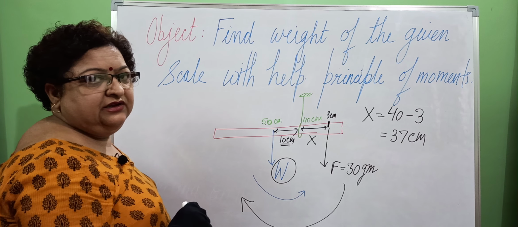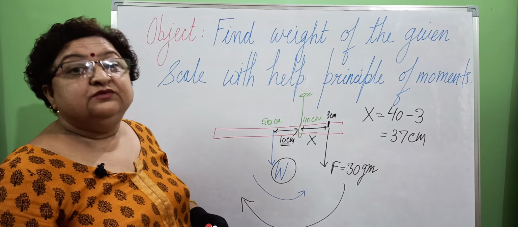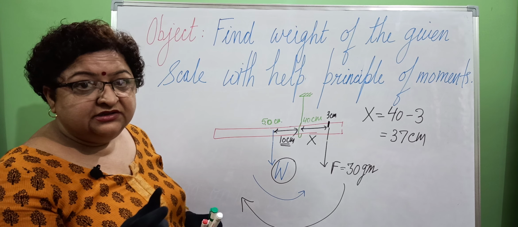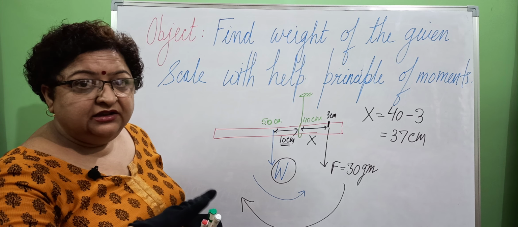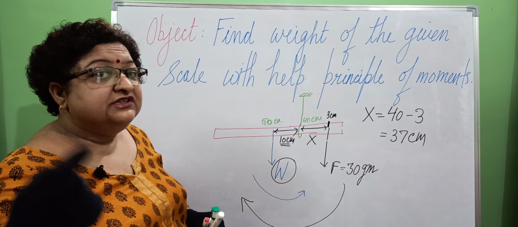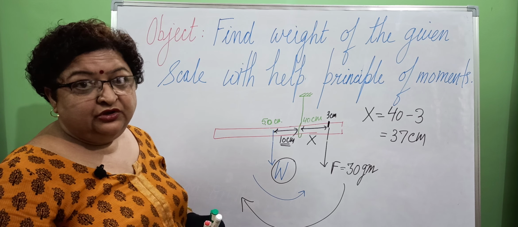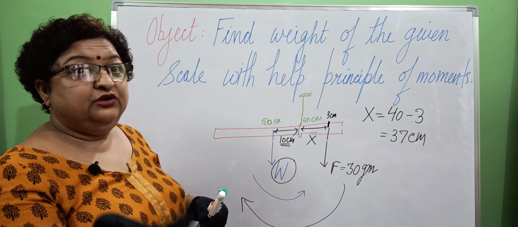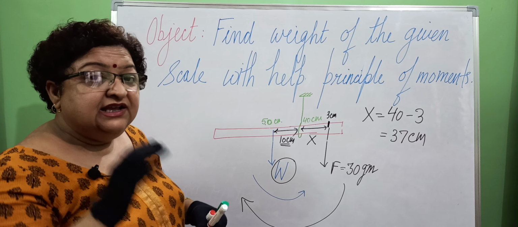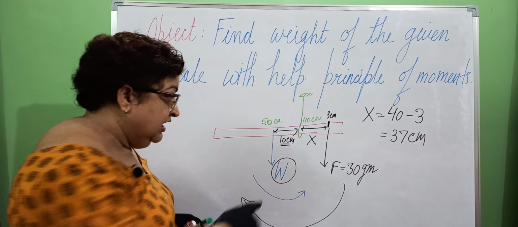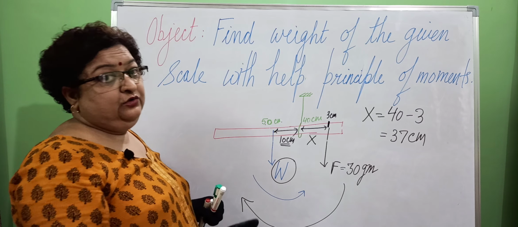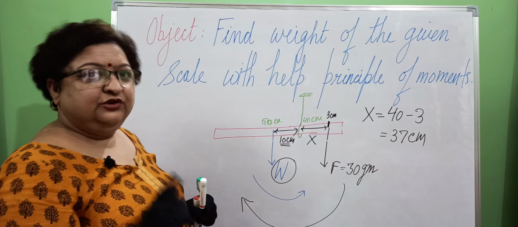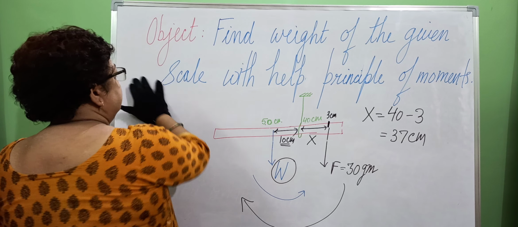So what does it mean? When a scale is balanced, what does it mean? The algebraic sum of torques acting on the scale is 0. Or how can we say this statement, which is actually the principle of moments? We can say the sum of all clockwise moments is equal to the sum of all anti-clockwise moments. Got it? So let me calculate the weight of the scale.